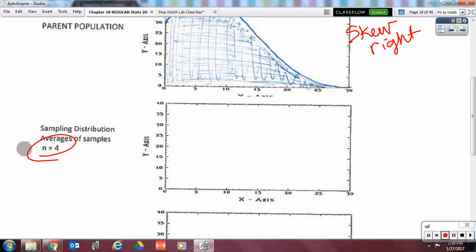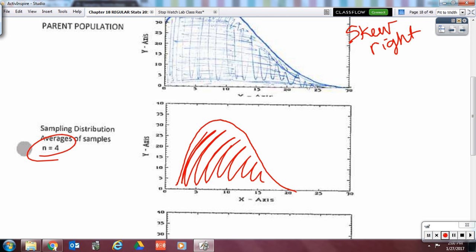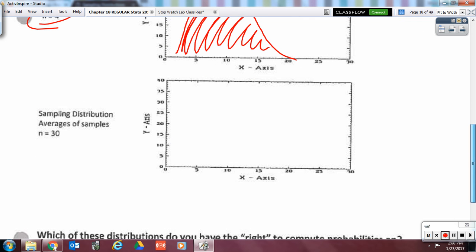So I'm going to draw something. I don't know exactly how it's going to look, but I know it's going to be less skewed, but not good enough yet. So I'm going to draw something that's less skewed, but still not good enough. Okay? Let's look down here. This bottom sampling distribution is going to be samples of size 30. What do you have to say about that?